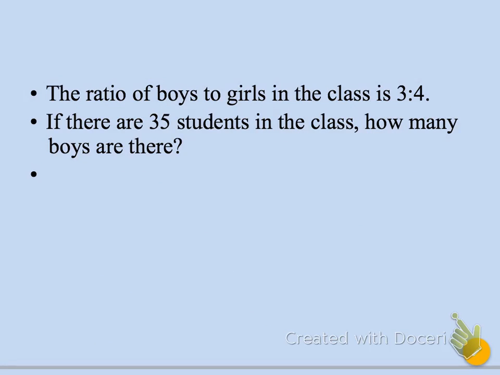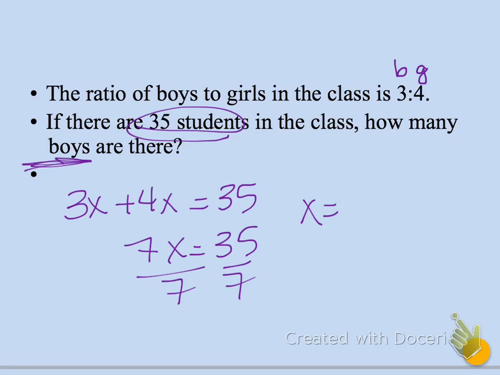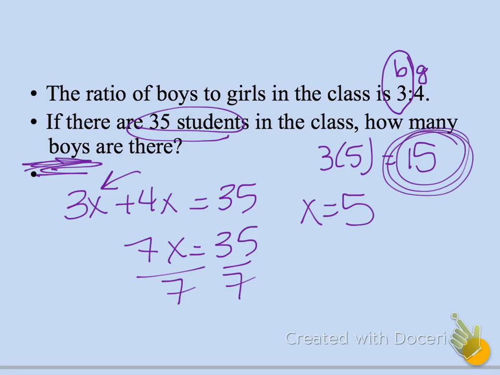The ratio of boys to girls in the class is 3 to 4, so we get boys to girls. If there are 35 students in the class, how many boys are there? So we know it's 3x plus 4x equals 35, so 7x equals 35, x equals 5. But I want to know boys. So we're going to plug it into the 3, because it corresponded with the 3 up here. So 3 times 5, so there should be 15 boys in the class.